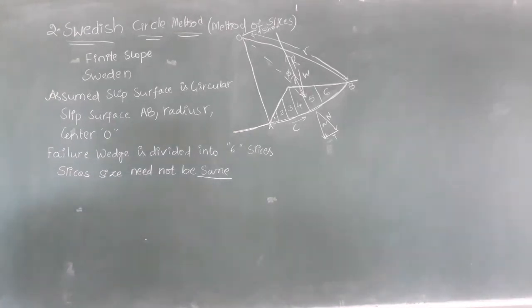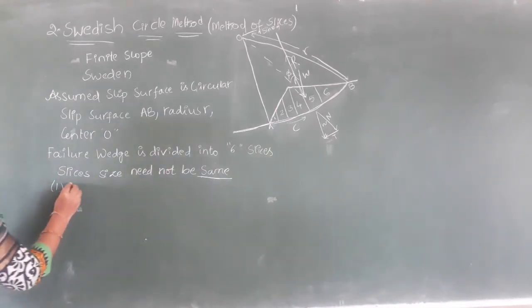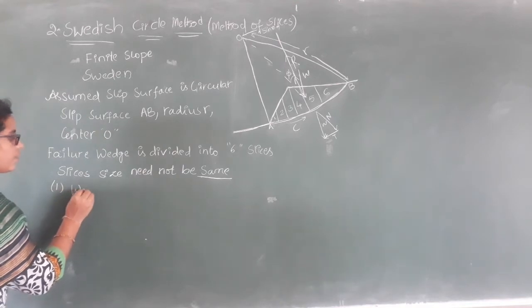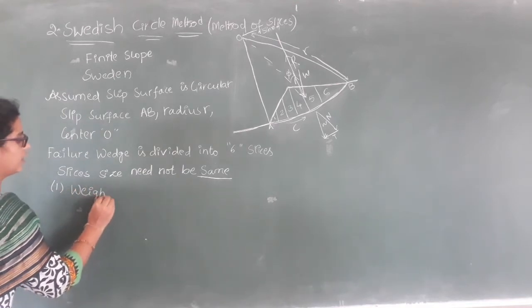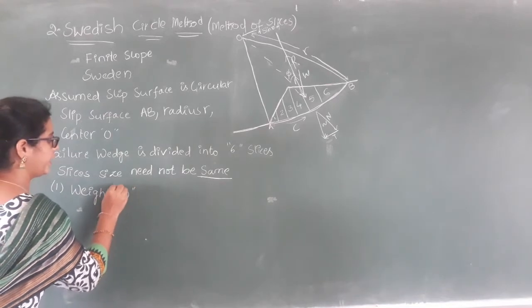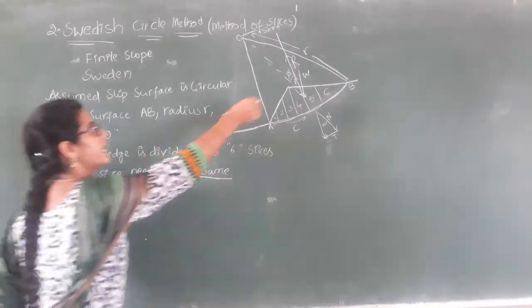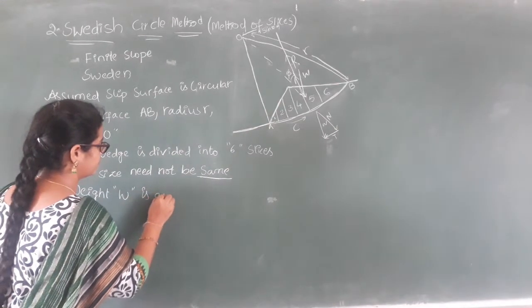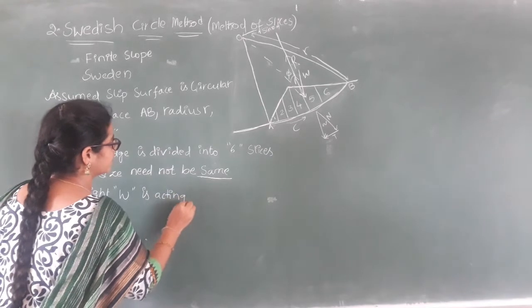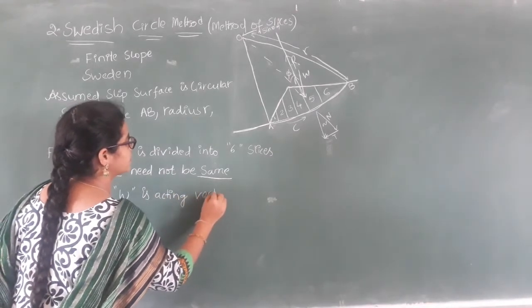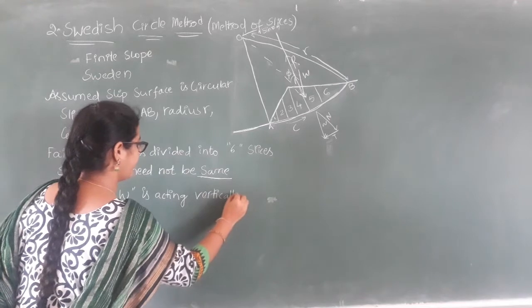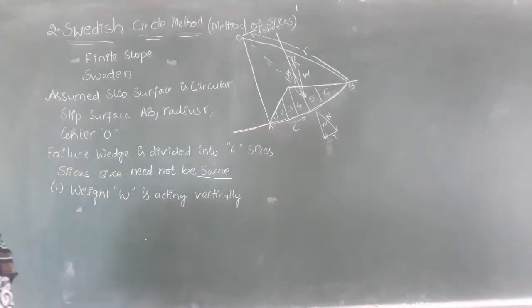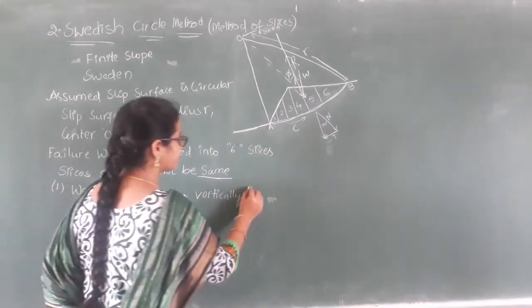So we'll see what forces are acting on the failure surface. First, W, the weight of the slice. How is it acting? It is acting vertically, through the center of gravity.